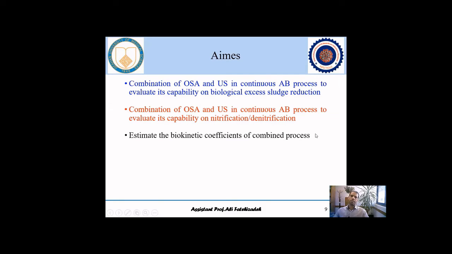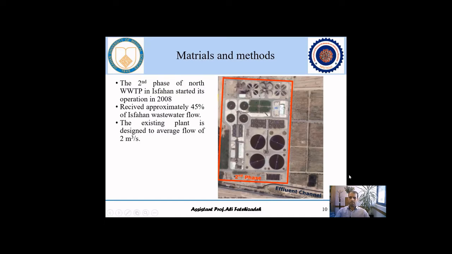For this purpose, we aim to combine OSA and ultrasonication in a continuous AB process to evaluate its capability for biological excess sludge reduction and also for nutrient removal, and finally we aim to estimate the biokinetic coefficients of the combined process. In this figure, you can see the aerial view of the North wastewater treatment plant, a traditional AB process. The operation of the North wastewater treatment plant started around 14 years ago, and it receives approximately 45% of the wastewater flow produced in Isfahan.